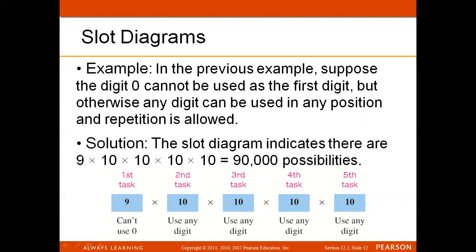So the slot diagram indicates that there are 9 ways to do the first task, 10 ways to do the second task, 10 ways to do the third task, 10 ways to do the fourth task, and 10 ways to do the fifth task, making 9 times 10 times 10 times 10 times 10 ways, or 90,000 possibilities.